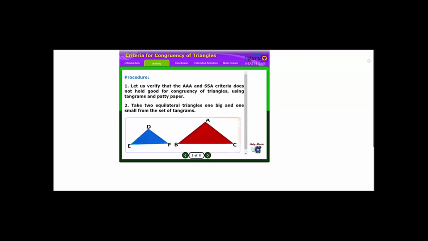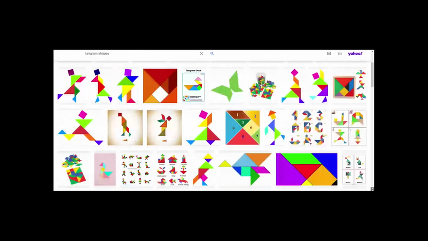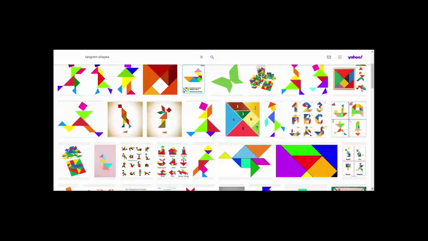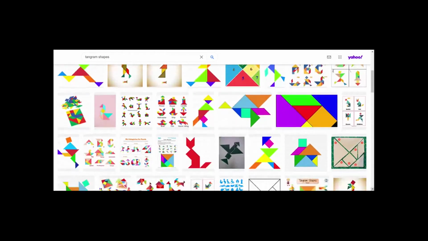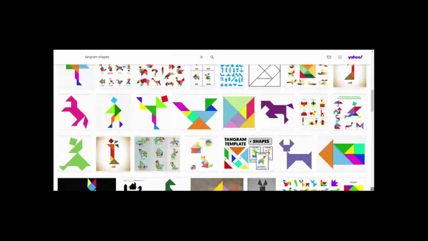I'll share my screen. They're just some plastic or different material triangles made out of different materials. You can make different shapes using them. This is called a tangram. You can make different shapes using these geometrical bits. You can arrange them in different order and then you can get different shapes.